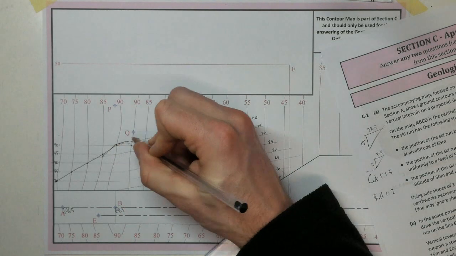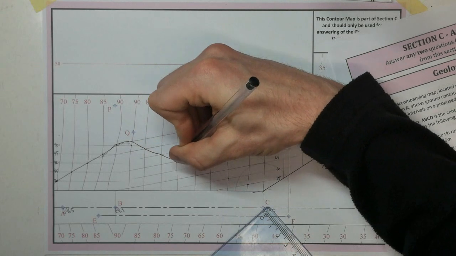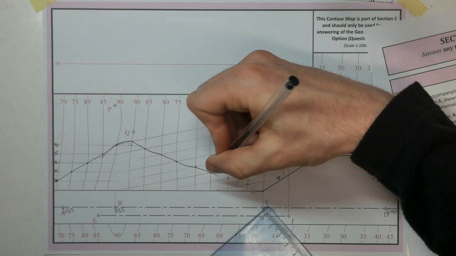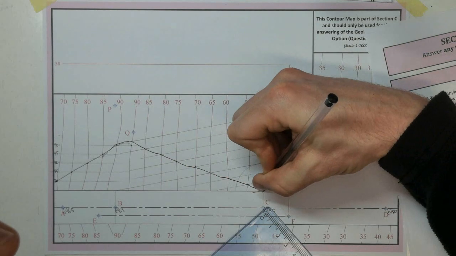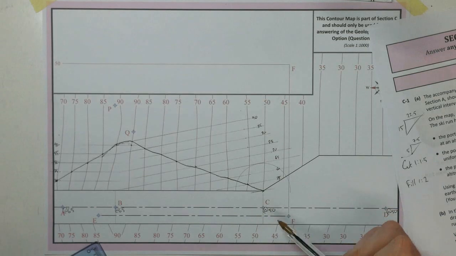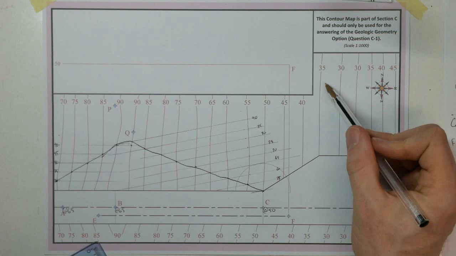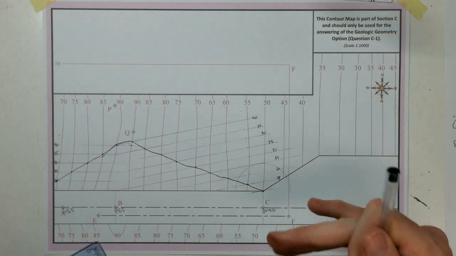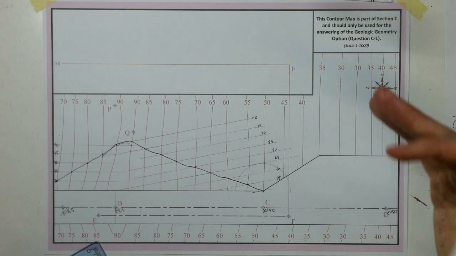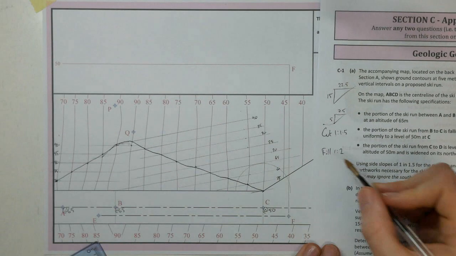I'm drawing my curve and my contour. Okay. So that's my cut cone. Now from C to D is level. Okay. We're at a height of 50. All these heights or contour lines are at a lesser height, so we need to be filling up in those areas. So we're using our fill ratio.